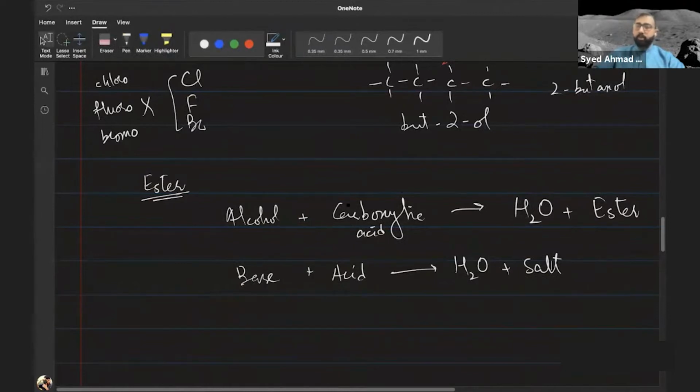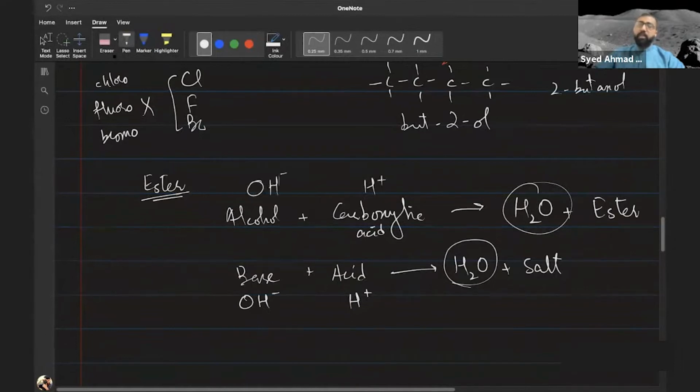The only crude similarity is that here you're getting water, there you're getting water. Here, one thing is providing H positive, the other is providing OH negative. But here, carboxylic acid is going to provide H positive and this is going to provide OH negative.